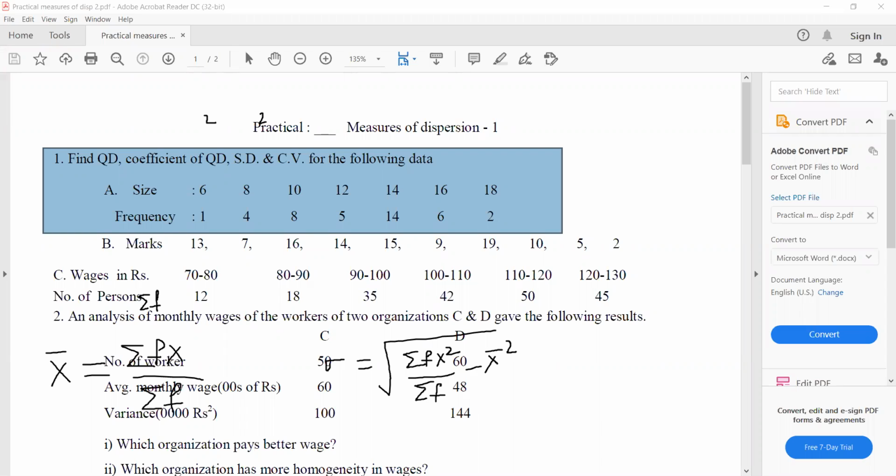Don't worry about that, I'm doing it in Excel. Just think that I'm using the whiteboard. Use calculators and compute the values.